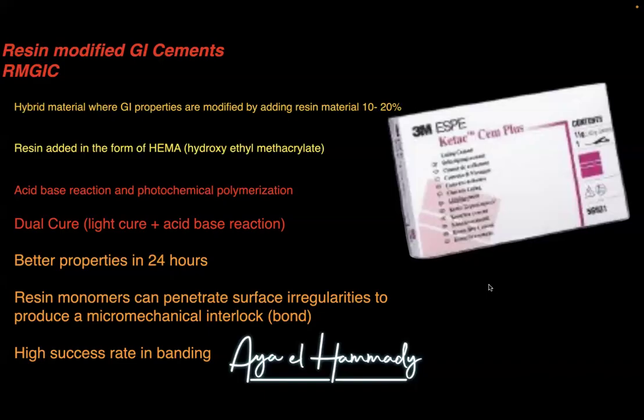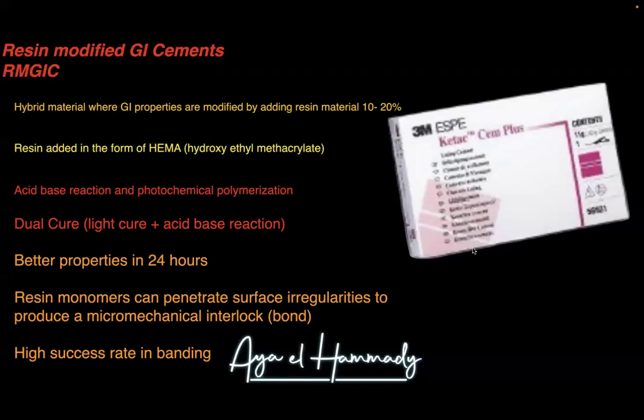Because there is a monomer here. The monomer you use in this resin modified glass ionomer is going to penetrate the surface and make a little bit of grooves to interlock with the teeth, more micromechanically. This is why it remains more in the oral cavity. It's good in cementation of the appliance.